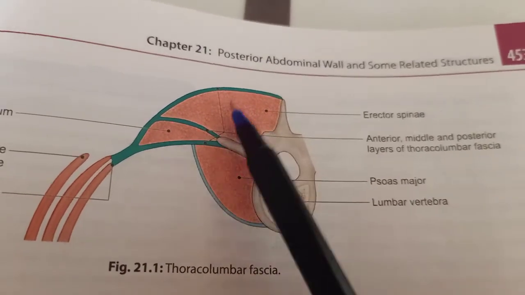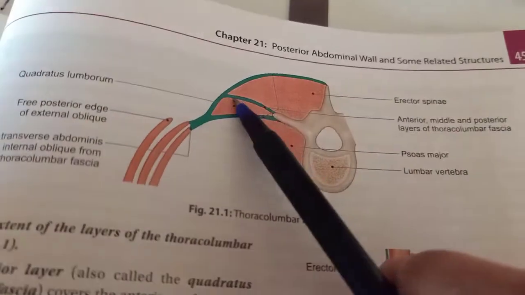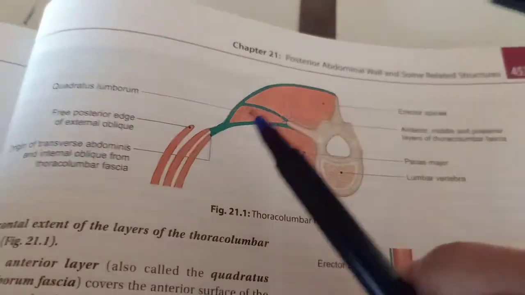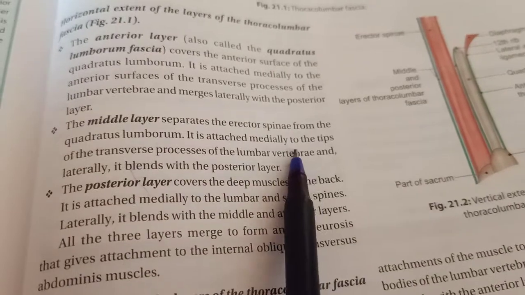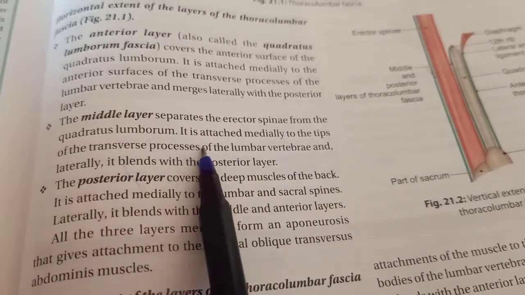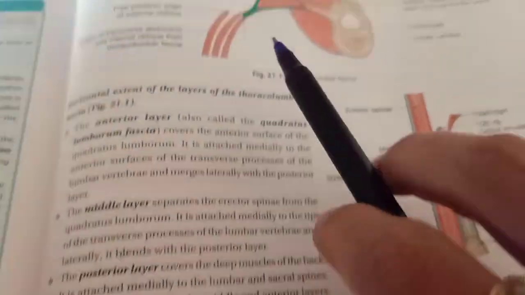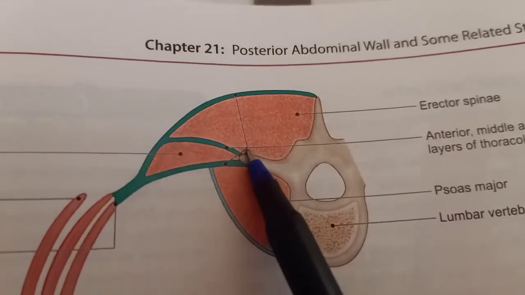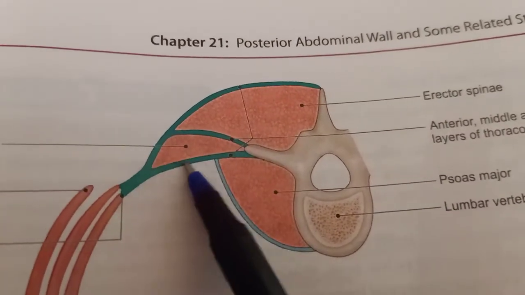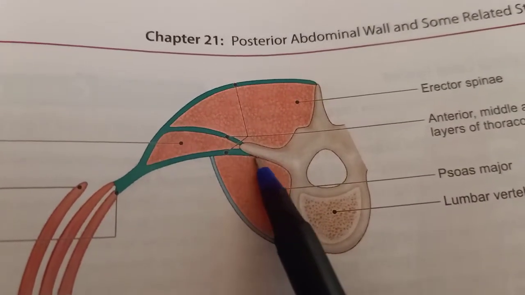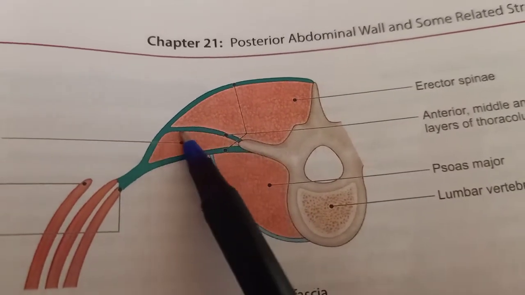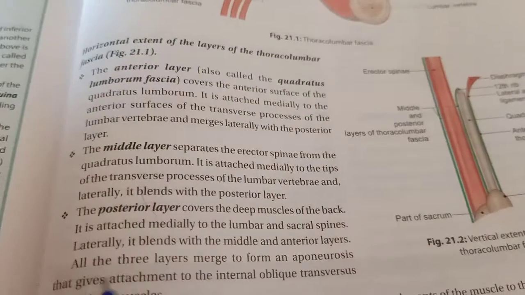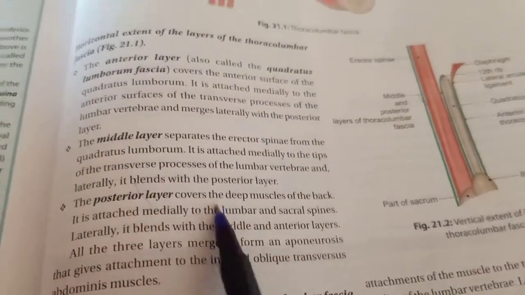Okay, this I have done. So this middle layer is separating these two muscles. This middle layer is attached medially to the tips of the transverse process of the lumbar vertebrae. Anterior layer is attached to the surfaces of this transverse process. This is attached to the tip of the transverse process, and laterally it blends with the posterior layer.